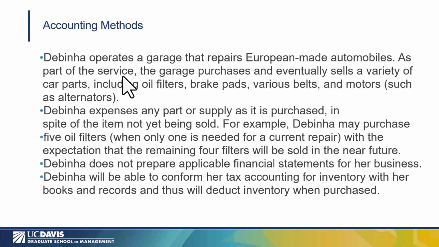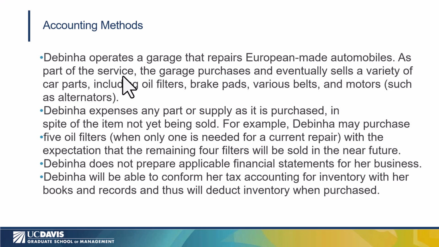All right, so Dabinia operates a garage that repairs European-made autos. As part of the service, the garage purchases and then, of course, eventually sells a variety of car parts, including oil filters, brake pads, various belts and motors, such as alternators. So Dabinia expenses any part or supply as it is purchased in spite of the item not yet being sold. So, for example, Dabinia may purchase 5 oil filters when she only needs 1 for the current repair, but she knows, like, oh, I'm not just going to buy 1. If I buy 5, then I'll have some in stock. And so, with the expectation that the remaining 4 filters will be sold in the near future.